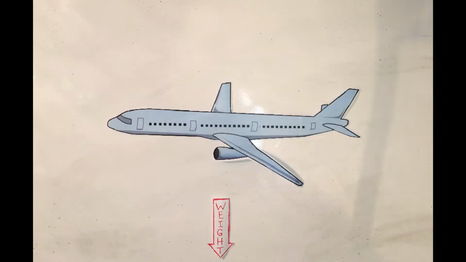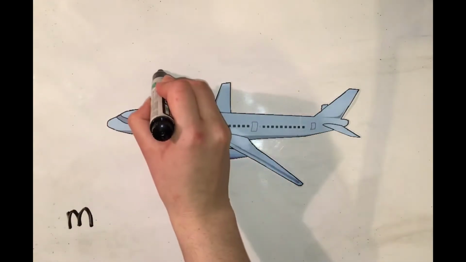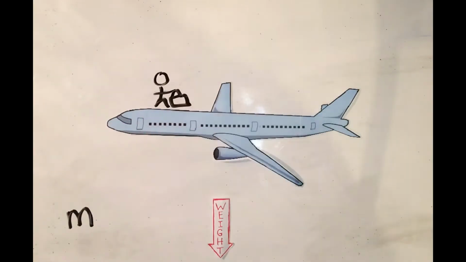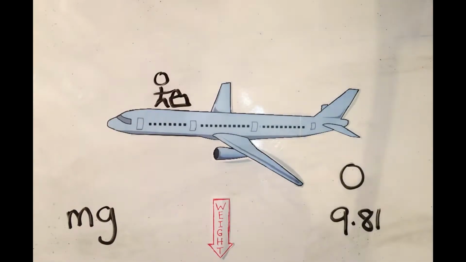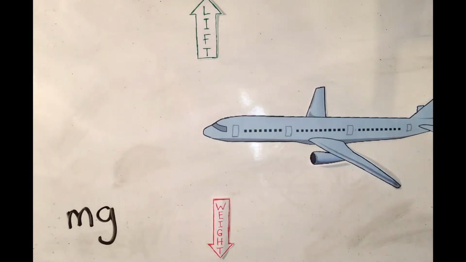Let's start with weight. We'll call this m, that is, the mass of the aircraft itself and everything it carries, times g, the force of gravity, which on Earth we take to be 9.81 meters per second squared, or 1g. The weight of the aircraft does not change, but the load it carries can become lighter as fuel is burned during flight. Lift is required to counteract the aircraft's weight.